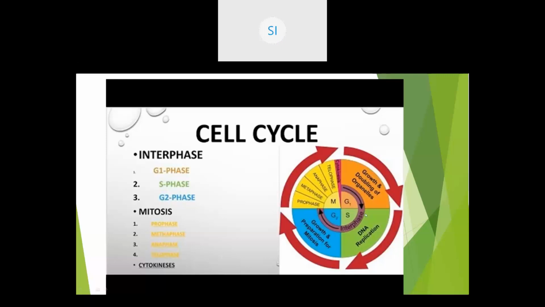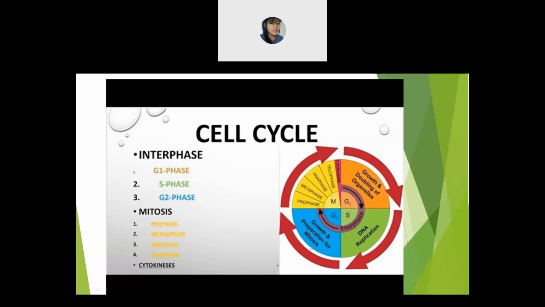Okay, in the S phase, what you will get? DNA replication. Means DNA will replicate. They will start replicating. Okay, they will start to function, you can say. Okay, are you clear about S phase? Yes, ma'am. Okay. In the G2 phase, what you will get?